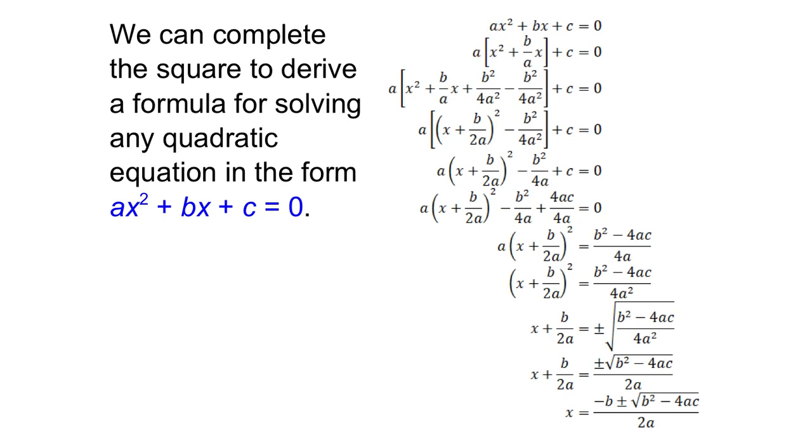Factor out the lead coefficient. Half of this squared, add it, take it away. Factor the perfect square trinomial, expand, and simplify, and then start to solve. So you end up with the quadratic formula, and that's what we're going to focus on.